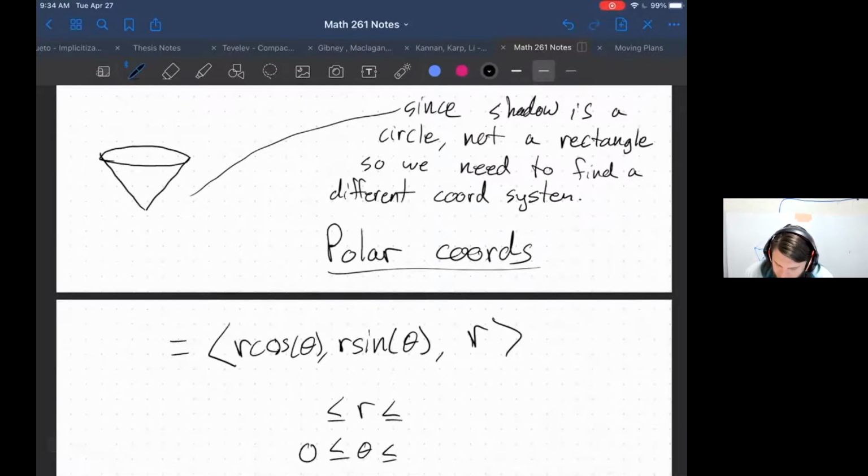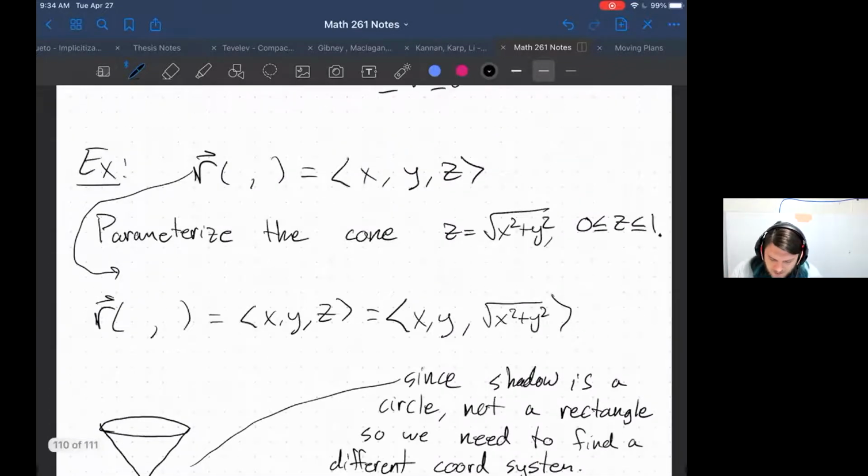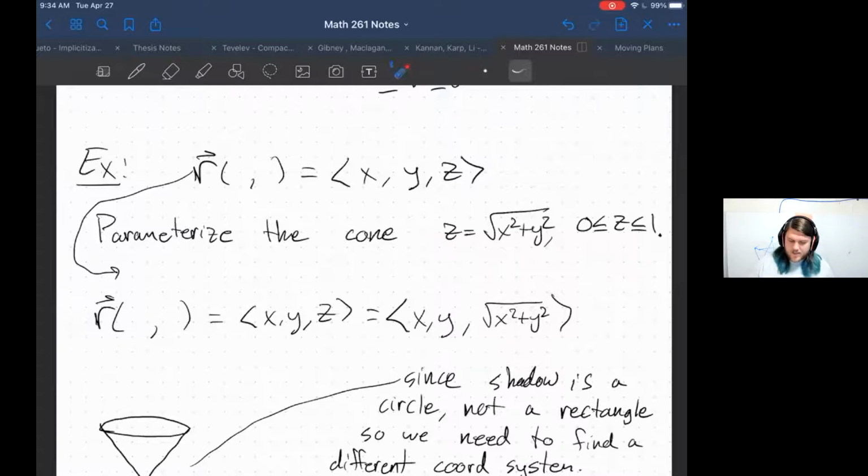Certainly 0 to 2 pi for theta. Again, the picture doesn't quite show it, but if you're not so sure that 0 to 2 pi would work, go to GeoGebra, graph out this cone here, check between 0 and 1, and really see that this is a cone centered about the z-axis.